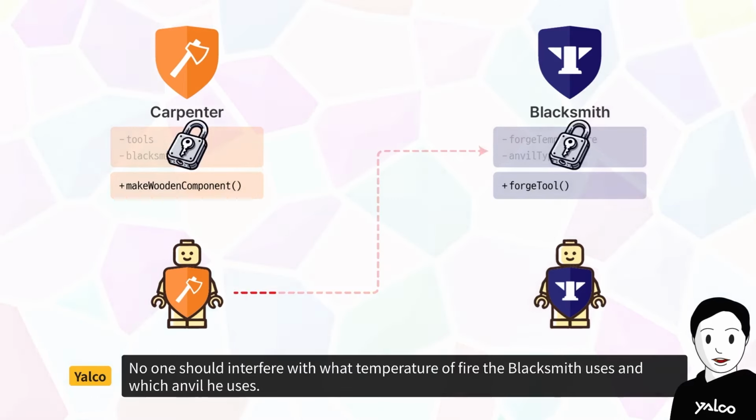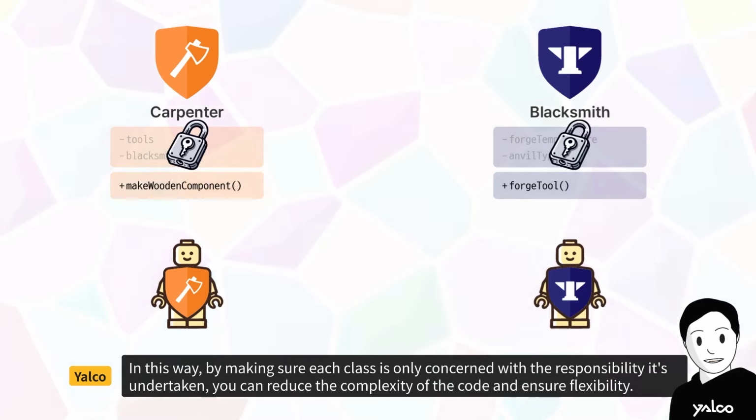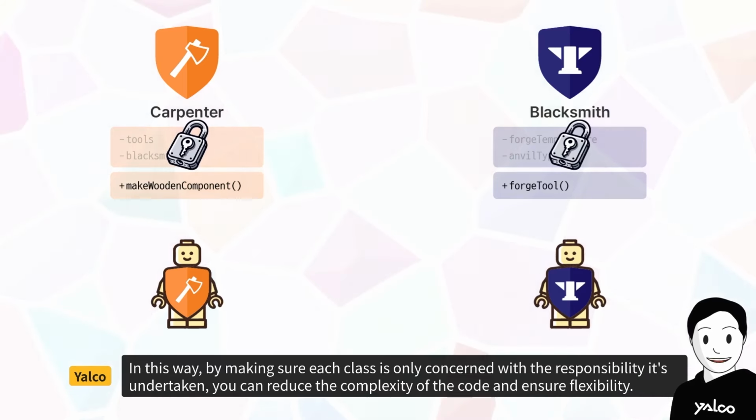No one should interfere with what temperature of fire the blacksmith uses and which anvil he uses. The carpenter simply orders the necessary tools from the blacksmith, and the blacksmith makes and hands them over in his own way. In this way, by making sure each class is only concerned with the responsibility it's undertaken, you can reduce the complexity of the code and ensure flexibility.